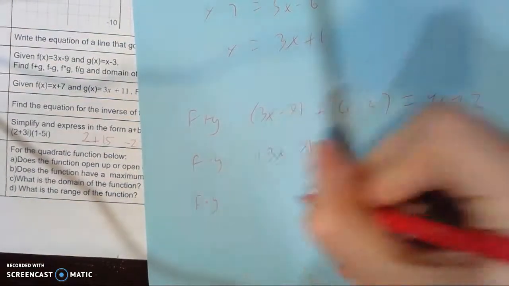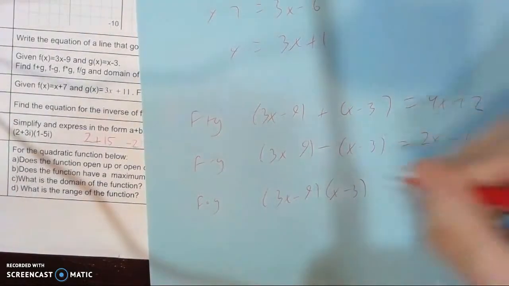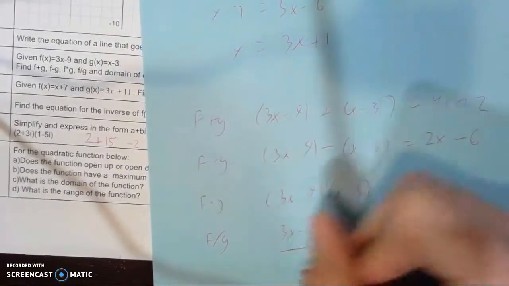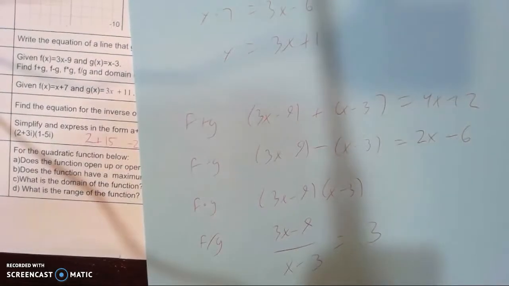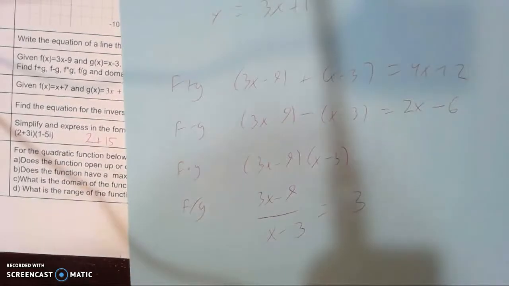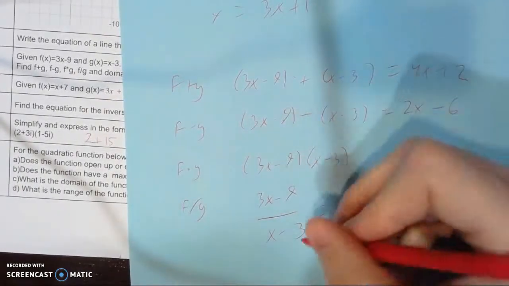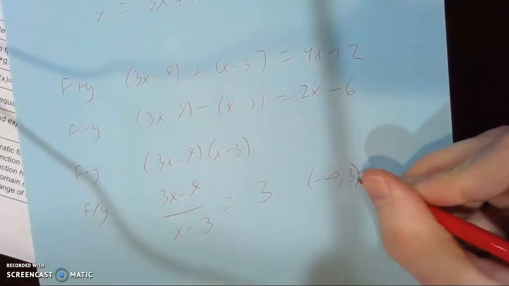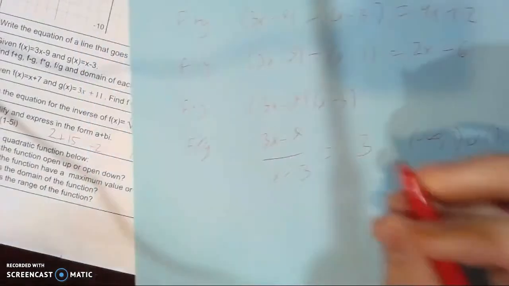F times g, (3x minus 9) times (x minus 3). You could FOIL that out, I'm not going to make you. And f divided by g, (3x minus 9) over (x minus 3). That one actually just turns out to be 3, because the top is 3 times (x minus 3). Now for domains, minus infinity to infinity, minus infinity to infinity, minus infinity to infinity. This one, though, it's minus infinity to 3. This is a parenthesis, not a bracket. Union 3 to infinity, because you have to pull that 3 out. Done.